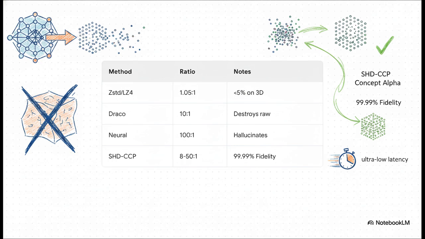Traditional methods like Z-standard or LZ4 hit a brick wall on 3D point clouds, giving you less than a 5% compression ratio. Draco gets you 10-to-1, sure, but it completely destroys raw fidelity. And neural methods? They hallucinate, which is obviously a complete catastrophe for neural weights. But SHD-CCP Concept Alpha? It delivers a massive 8 to 50-to-1 compression ratio at 99.99% fidelity, all with an ultra-low 5-millisecond latency. It's wild.